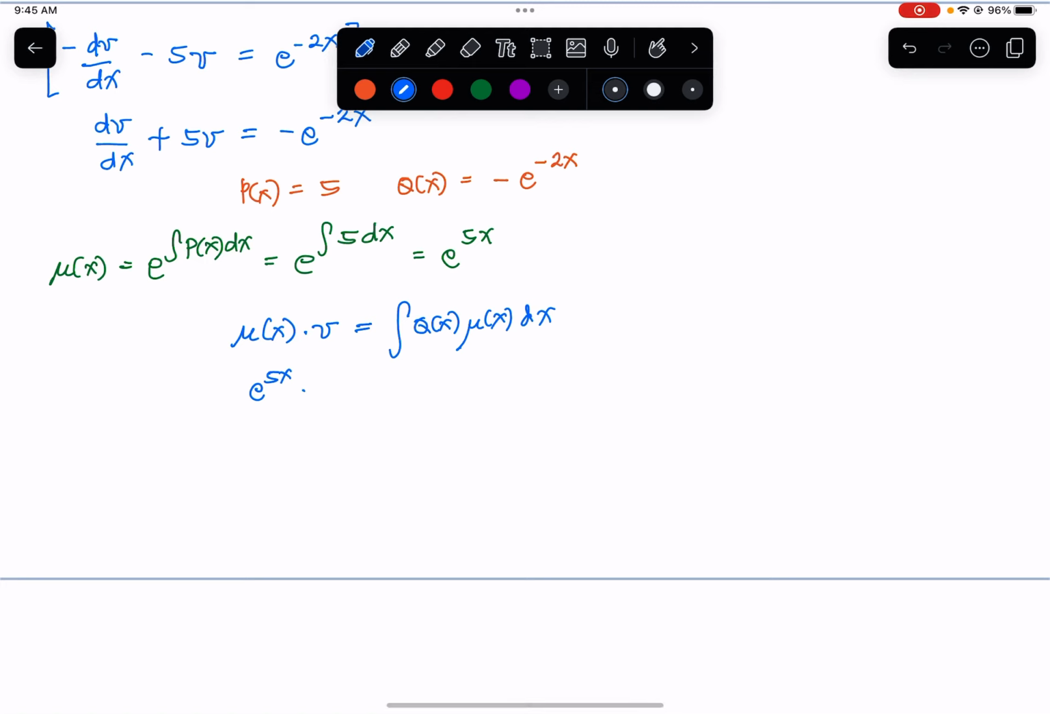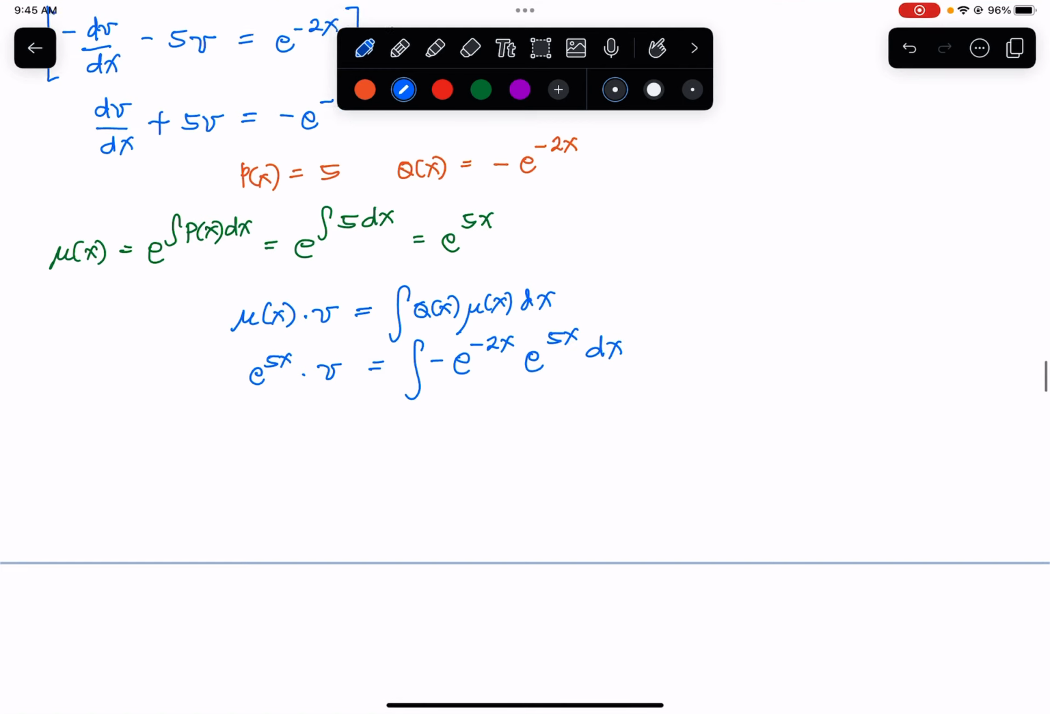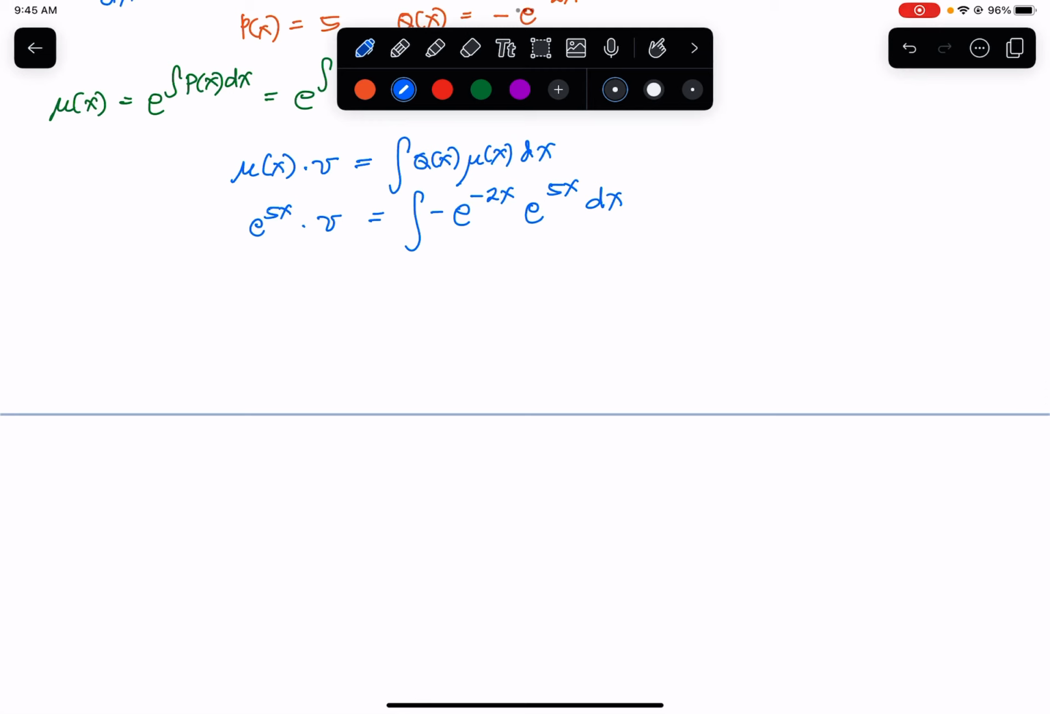and then multiply it with v, is equal to our q of x, negative e raised to negative 2x, times mu of x, e raised to 5x, dx. I'll start with v. So v e raised to 5x is equal to, multiplying the two, both are exponential functions with the same base but a different exponent. We have a negative 2x and a 5x, therefore we algebraically add the two, giving us e raised to negative 2x plus 5x, which is positive 3x dx.